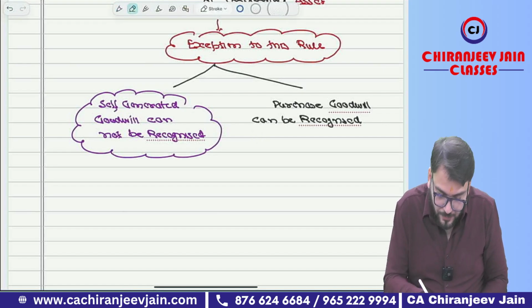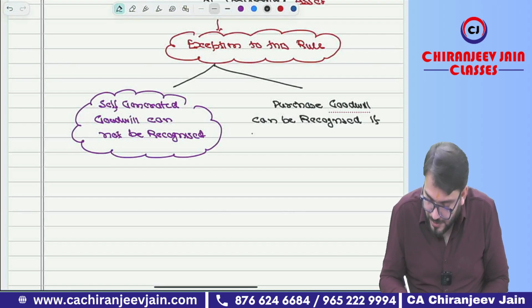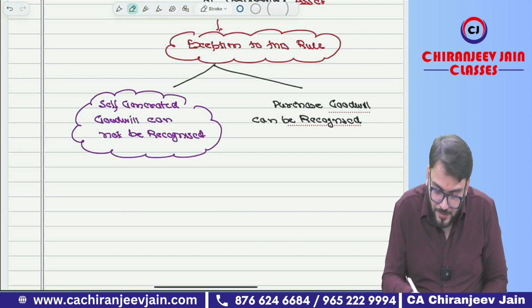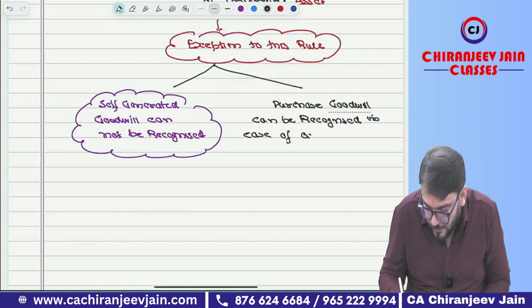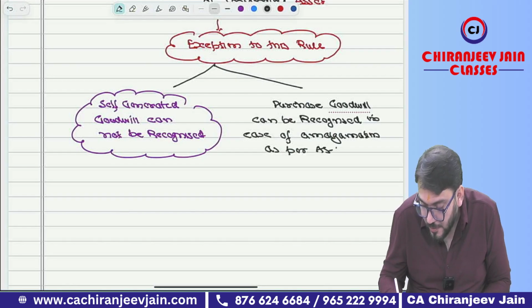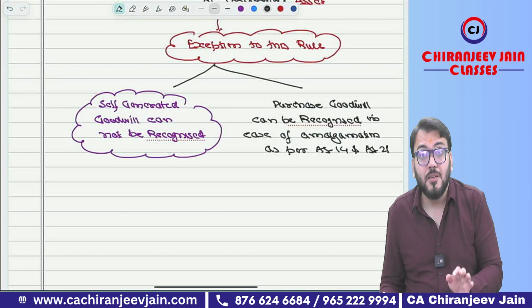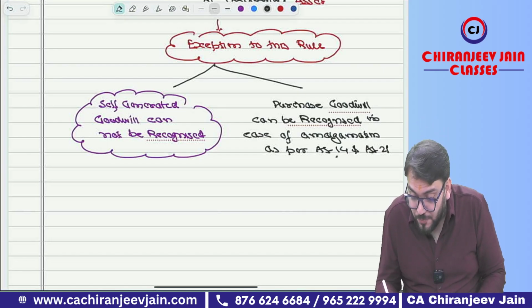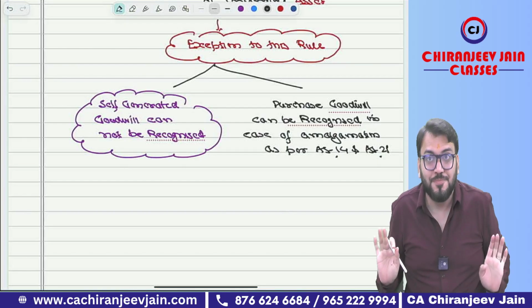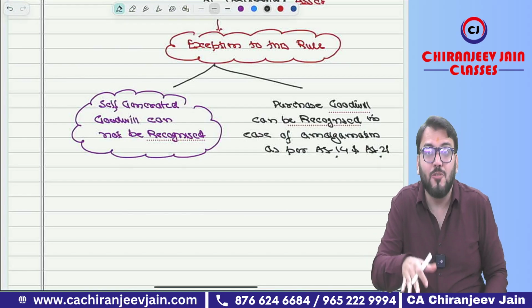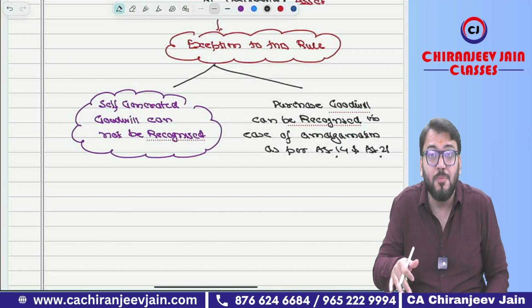in case of amalgamation as per AS14 and AS21, coming soon in your life. Got this point? So this we are recognizing because of AS14, AS21. We are not recognizing it as per AS26, meaning goodwill is outside the scope of this chapter. So when I am saying intangible asset, goodwill is outside the scope of this chapter. We are not recognizing goodwill because of AS26.